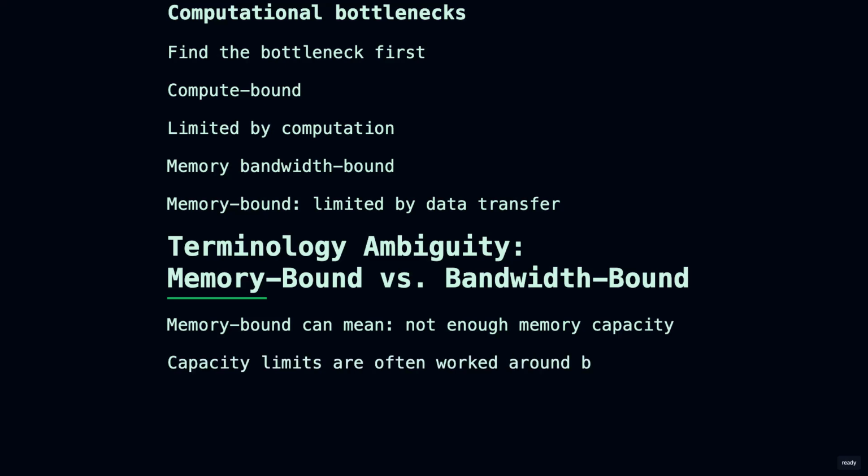That sounds like a capacity problem, but in practice you can often split the workload across devices or across CPU and GPU memory. Once you do that, the real cost becomes data movement, so the bottleneck is usually better described as memory bandwidth.